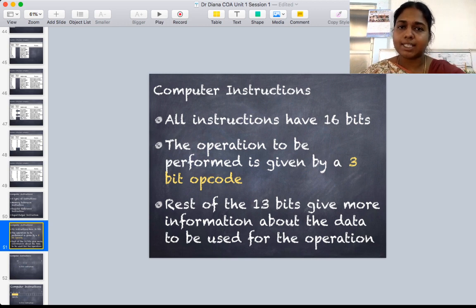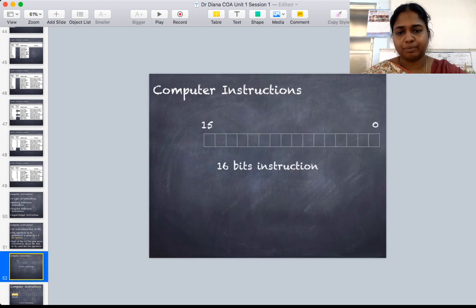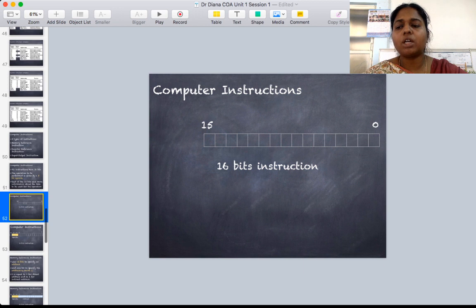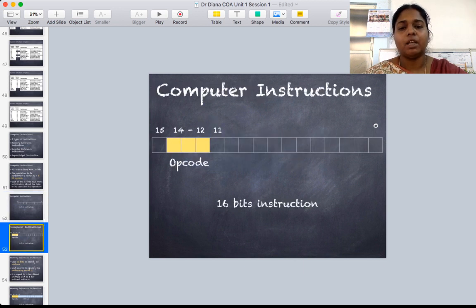So every time I access the memory for reading or for writing, it is called a memory reference instruction. As we already know, all instructions have 16 bits, and the operation to be performed is given by the 3-bit opcode. Now I'll show you how it looks. This is the 16-bit instruction, and all computer instructions use bits 12 to 14 as the opcode. Those 3 bits indicate the operation to be performed.